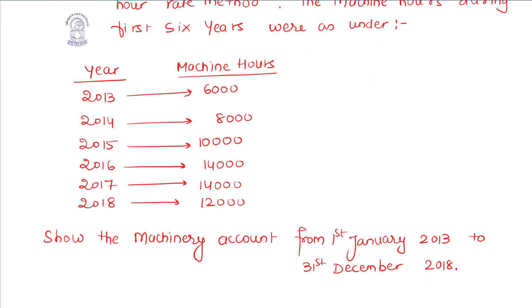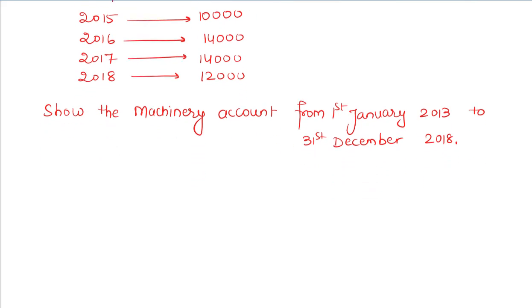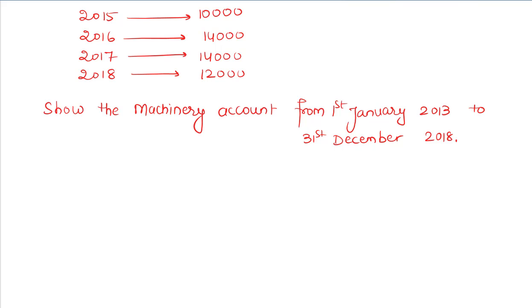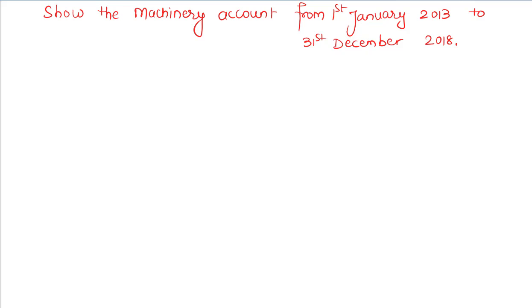So year is given and show the machinery account from 1st January 2013 to 31st of December 2018. For all the 6 years we need to make machinery account. Let us begin. Right, solution. Before making the machine account, first write the working note.